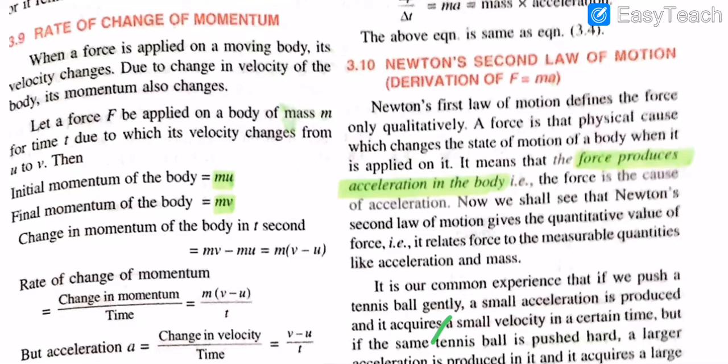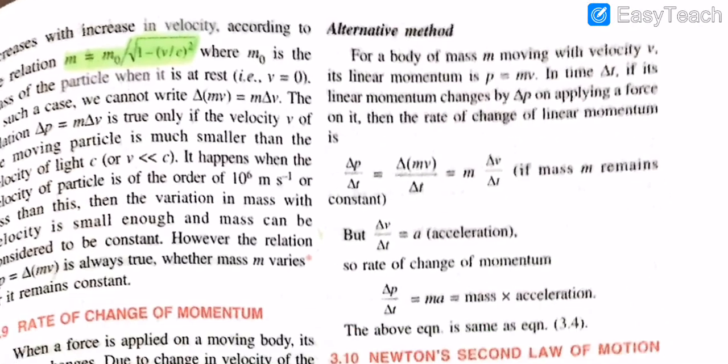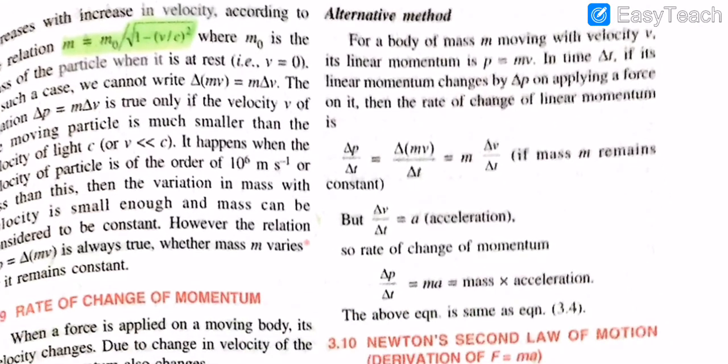Now let's take an example of an alternative method, like written over here. For a body of mass m moving with velocity v, its linear momentum is p equals mv, right? Now, in a change in time, if its linear momentum changes by delta p on applying a force on it, then the rate of change of linear momentum would be delta p by delta t, which is delta mv by delta t, which equals m delta v by delta t. Basically, the above equation is the same as 3.4, just a bit different, like an alternative method.